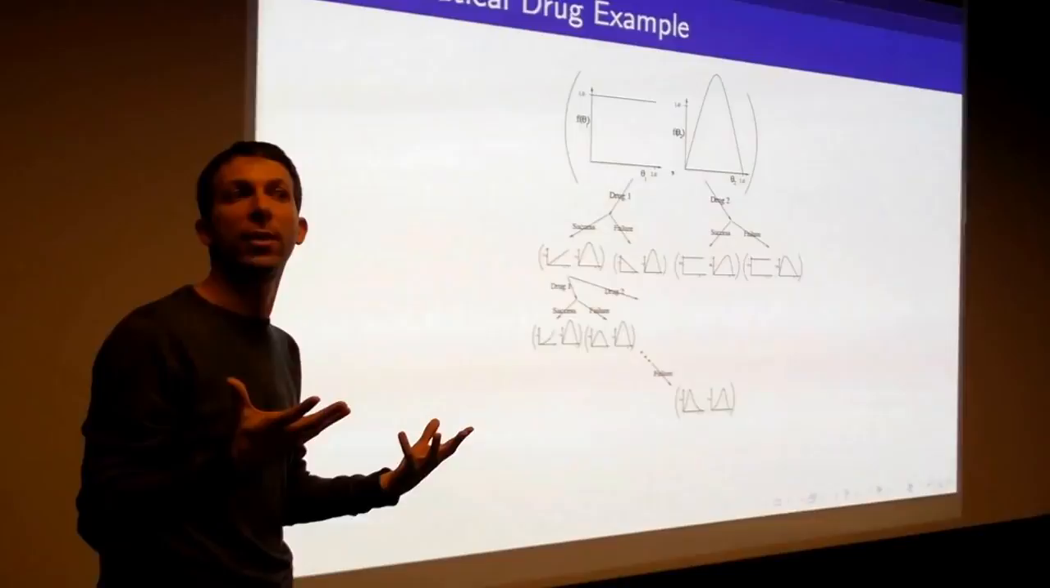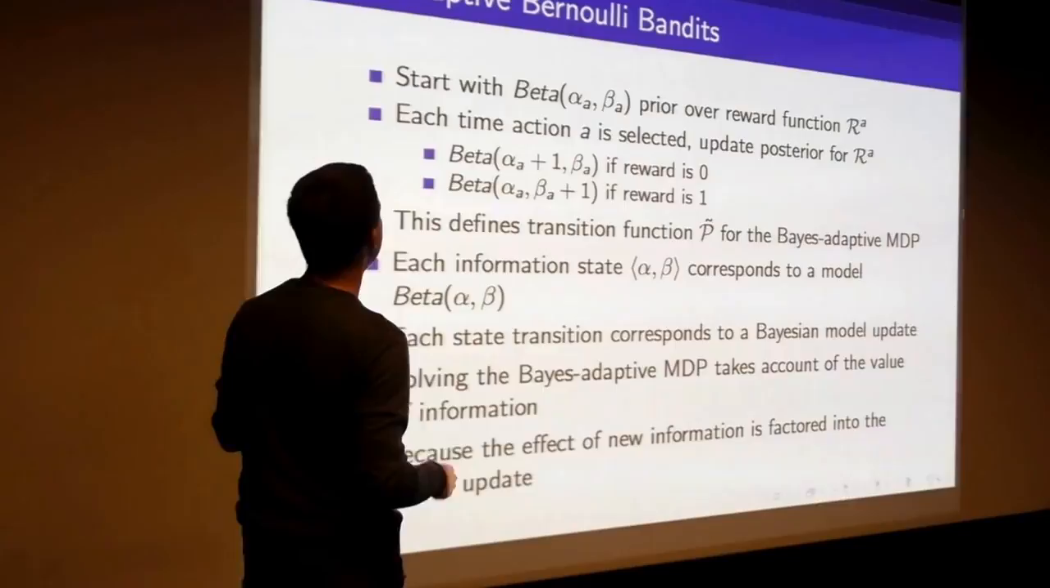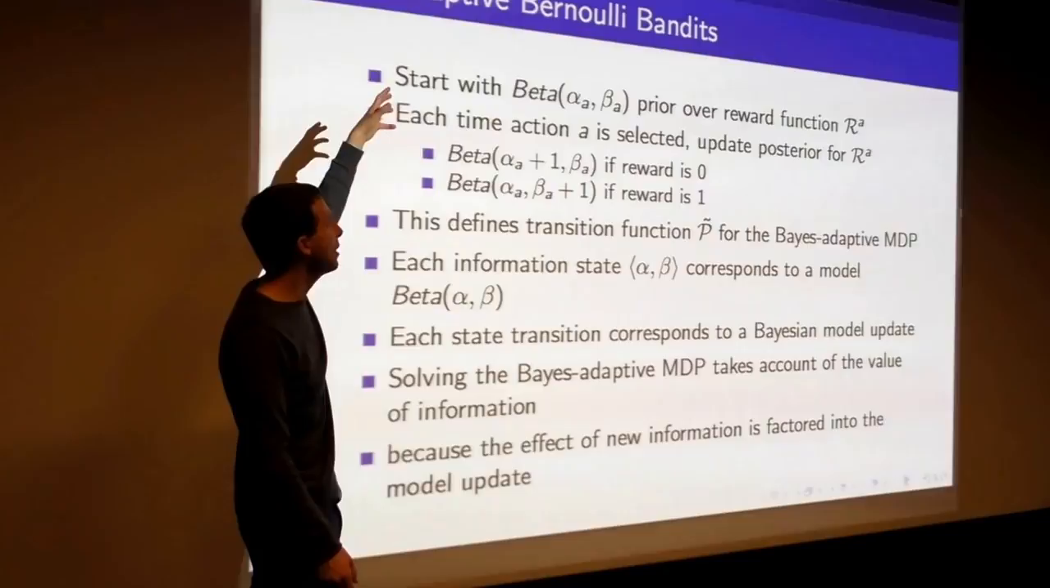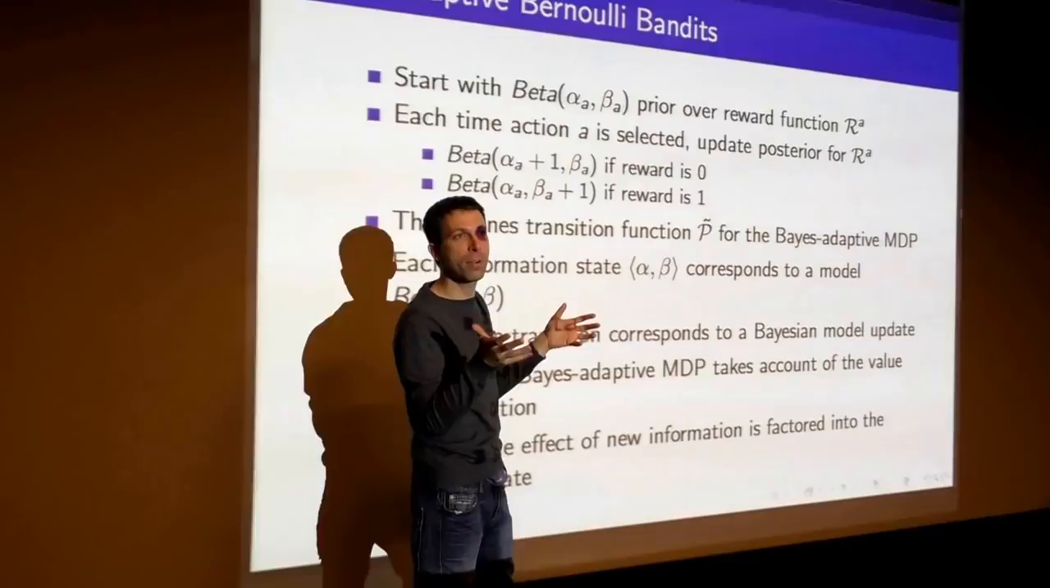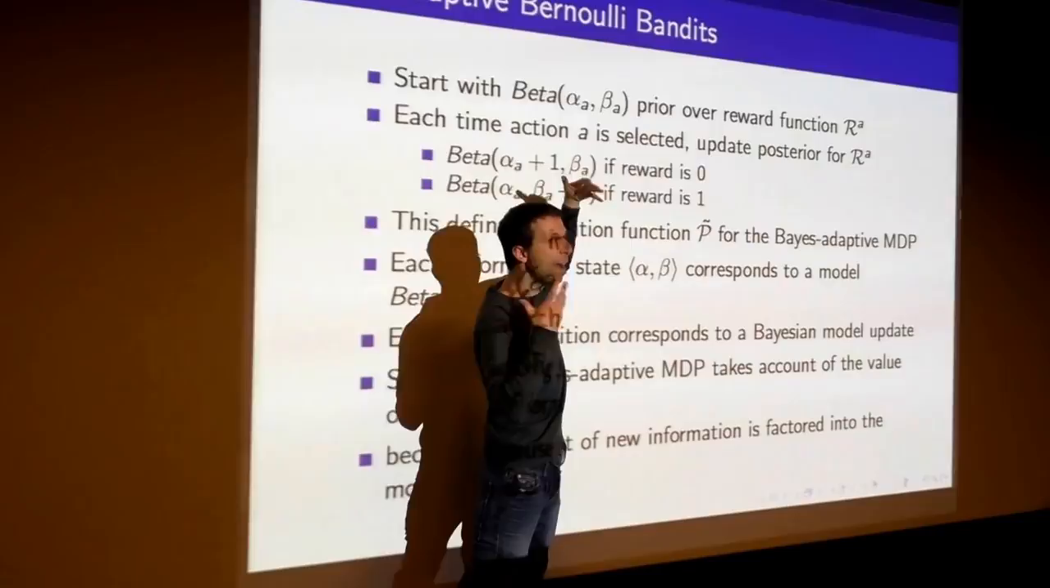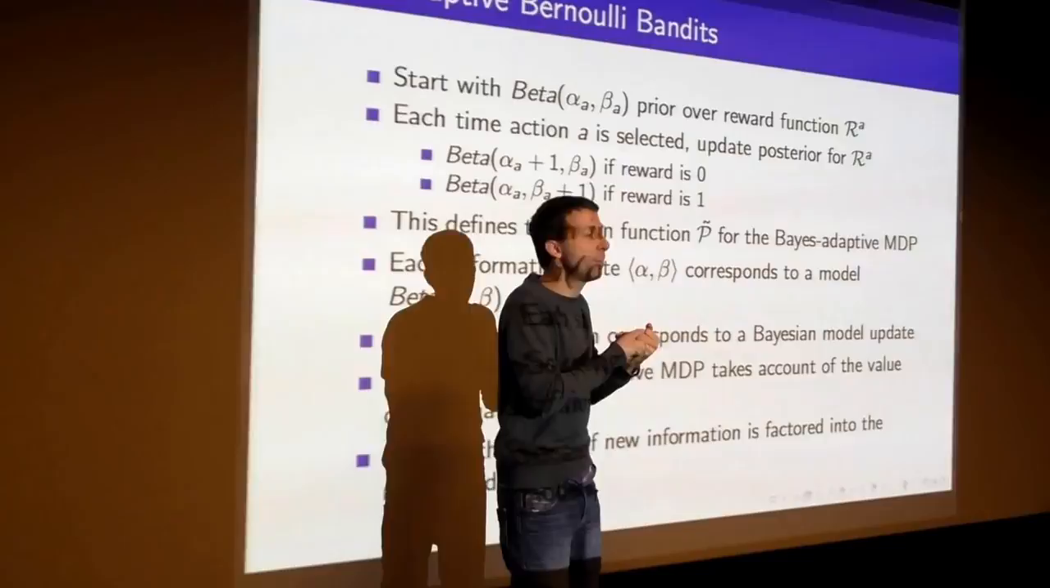So let's make that concrete. In the Bernoulli case, we start off with some beta prior at the root of this search tree. This is like our flat prior. We don't know how the drug's going to work, so we start off with maybe zero counts, or maybe we have some other parameters for each action. And for each action A, we're going to have some prior, like a beta prior, telling us how good we think that particular arm is.